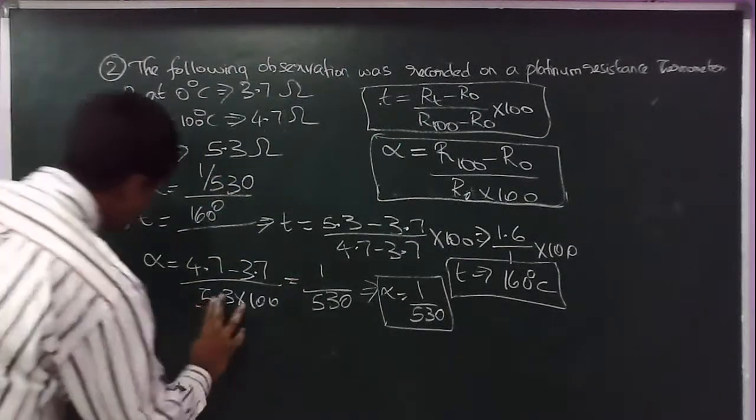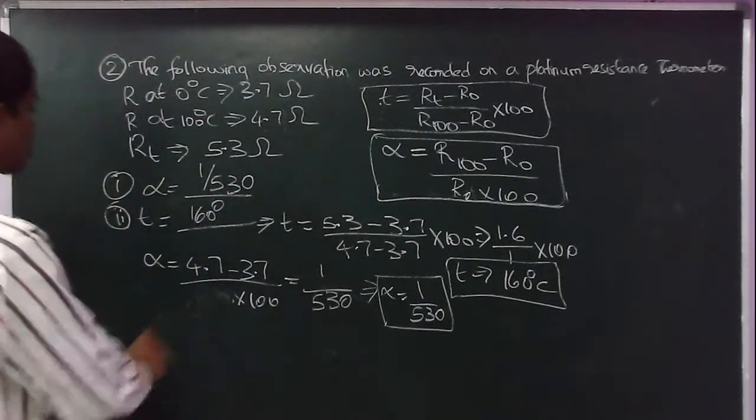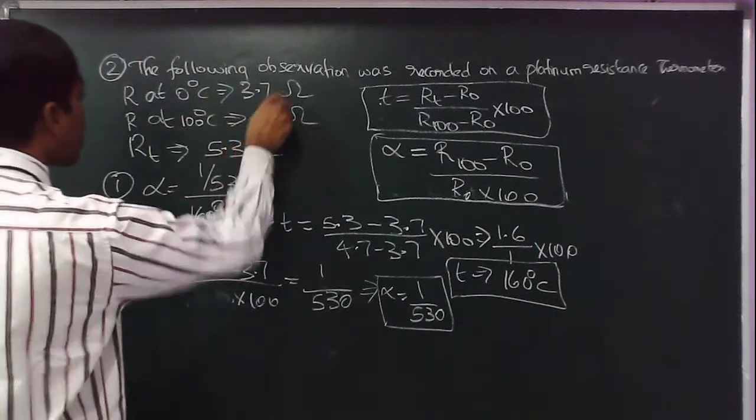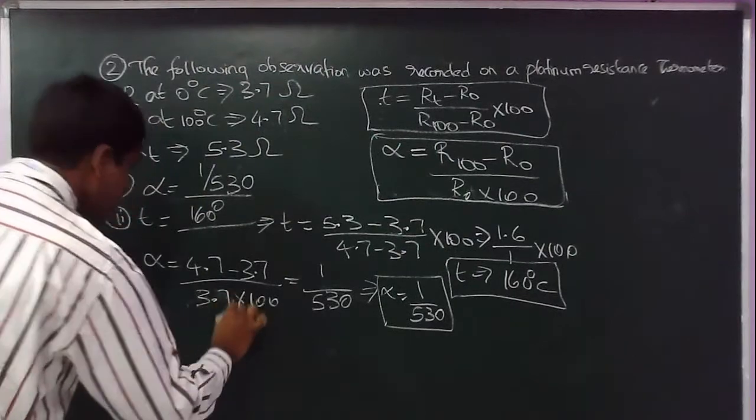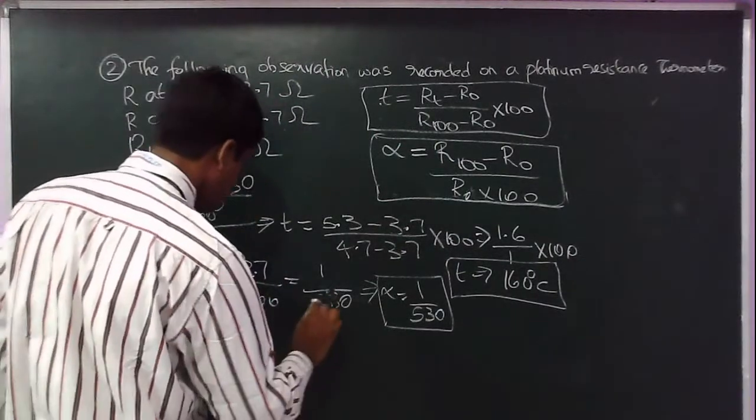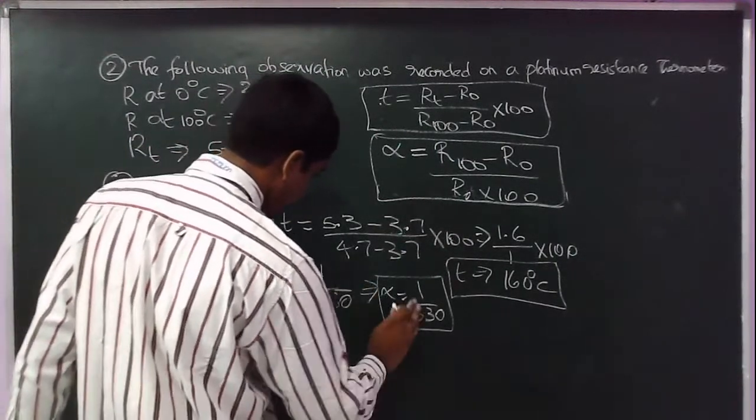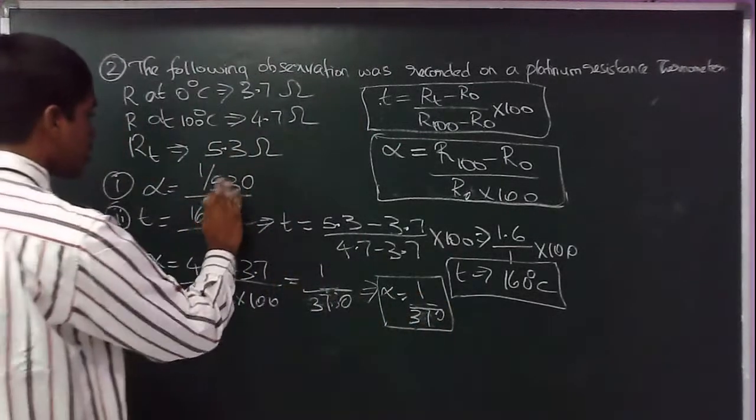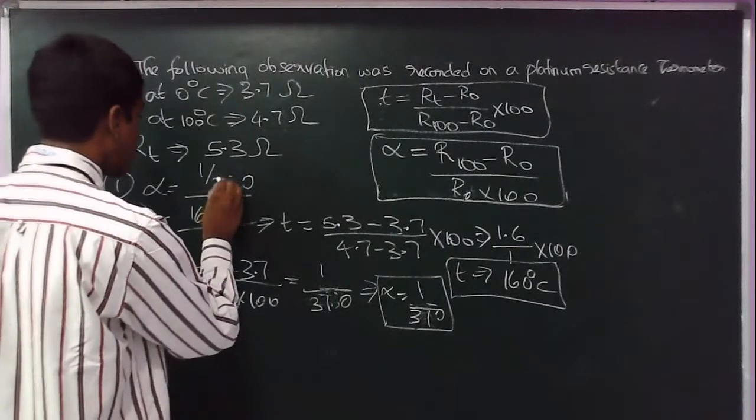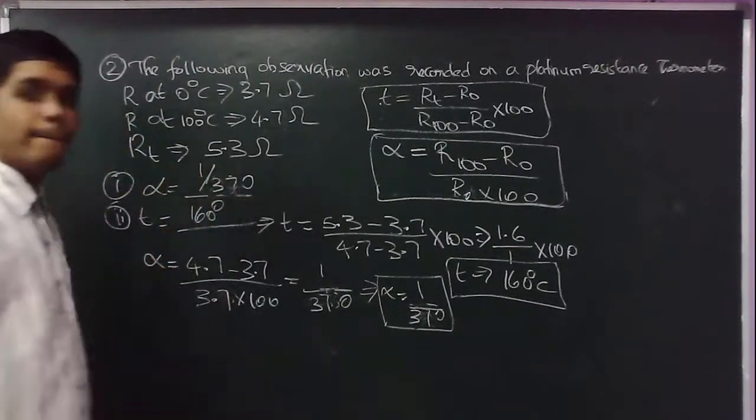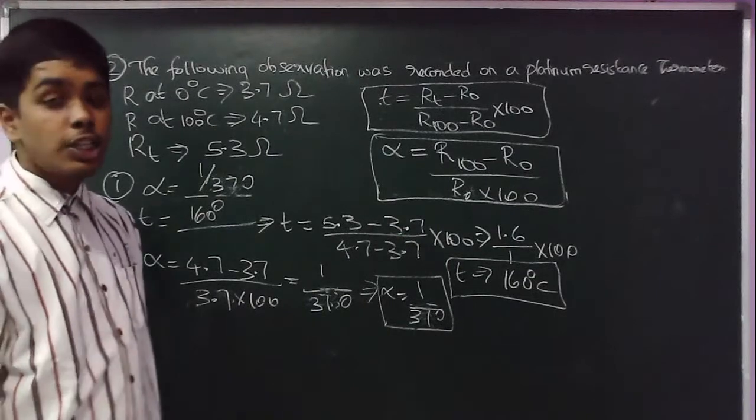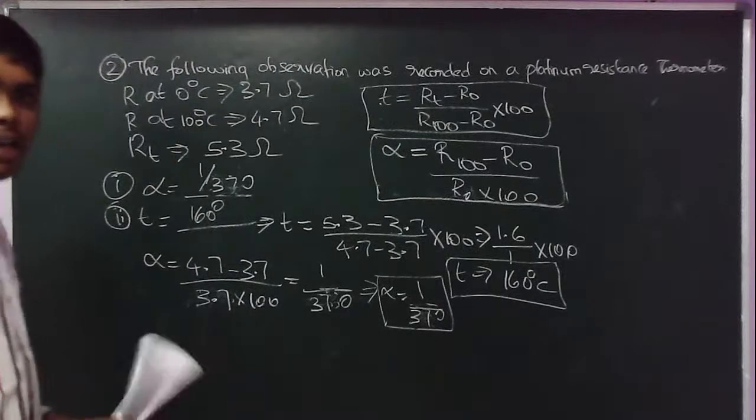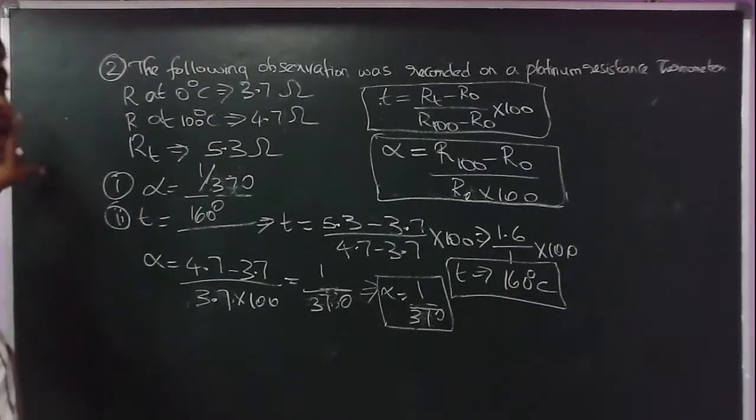Oh, there is a small mistake here. Here it is R naught, but we have taken RT. So R naught is 3.7. So it will become 370. You want to look at the question carefully before attempting the answer. So this is the one mistake I have made today. Now first copy this, then we will read the next question.